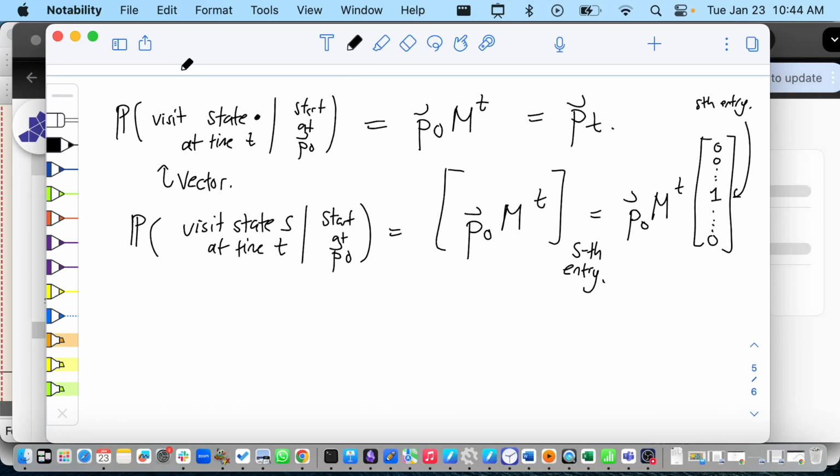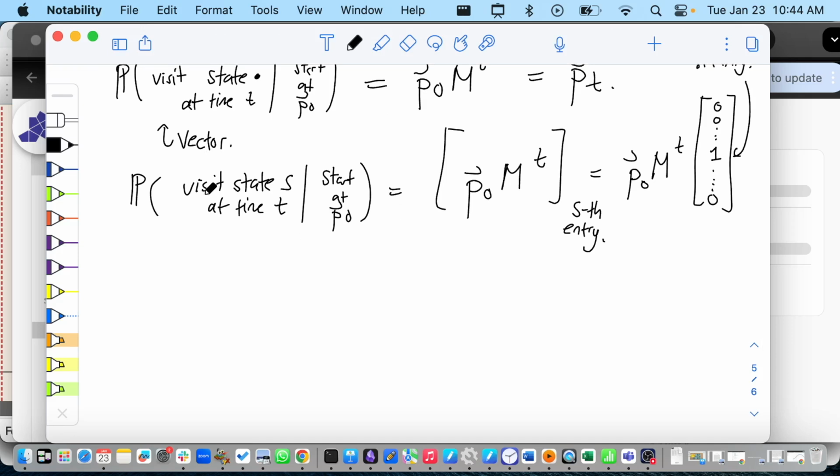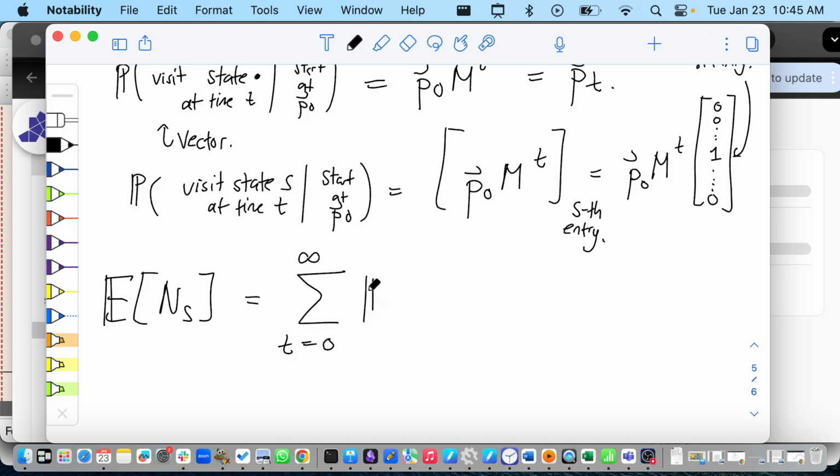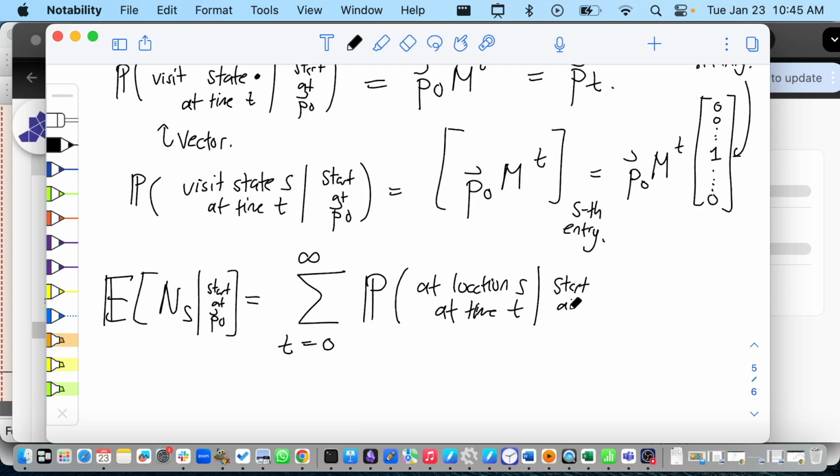All right, so let's go back to our equation. Actually, let's just write our equation again so we can keep going. So the expected value of n_s, and I wrote it as an infinite sum. Let's write it as an infinite sum now with a sigma. So you start at t equals 0, you go to t equals infinity, and it's the probability you are at location s at time t, and this is given whatever you started. Let's put that in as well. So given that you start at p0.